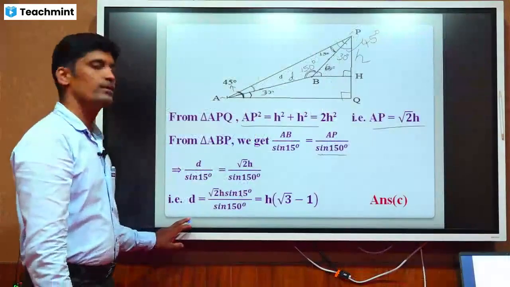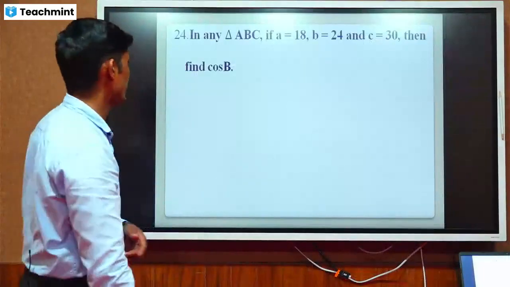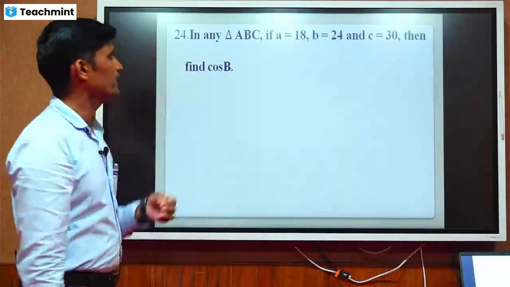These are the problems related to heights and distances and the sine rule. Now this is the problem related to the cosine rule.